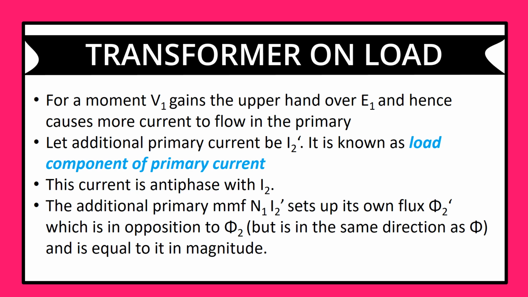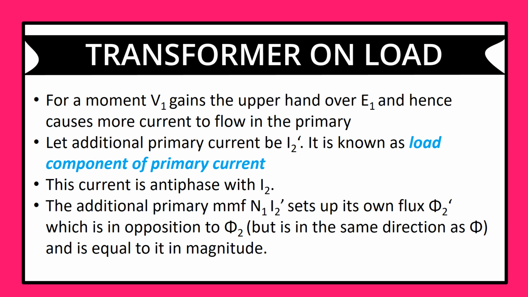For a moment, the primary voltage V1 gains the upper hand over the primary back EMF E sub 1 and hence causes more current to flow in primary. This more current flowing in the primary is the additional primary current called the I sub 2 prime, which is also known as the load component of primary current. This current is antiphase with I sub 2.